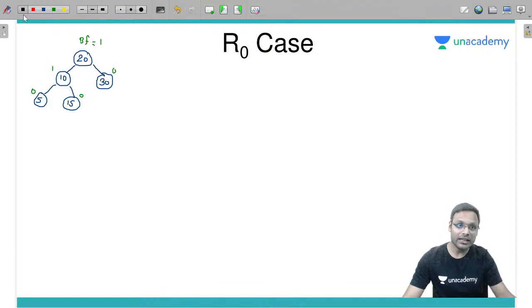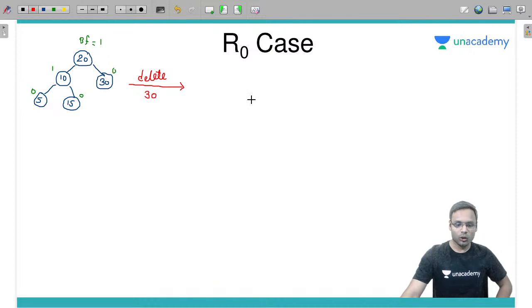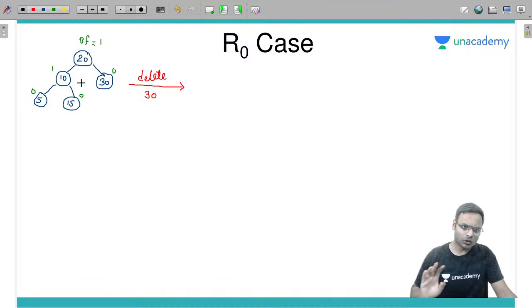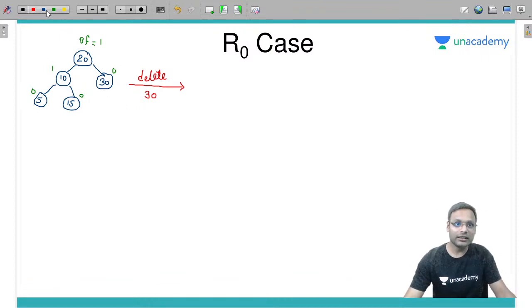Now, let's try to delete a node from this tree. Suppose I have deleted a node from this tree, 30. Once I delete node 30, 30 is having 0 child. So what changes I'll have to make? कुछ भी खास नहीं. 20's right child becomes null. So 30 will be deleted. If 30 is deleted, the tree becomes like this.